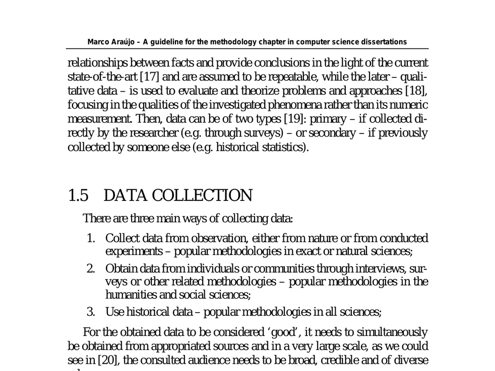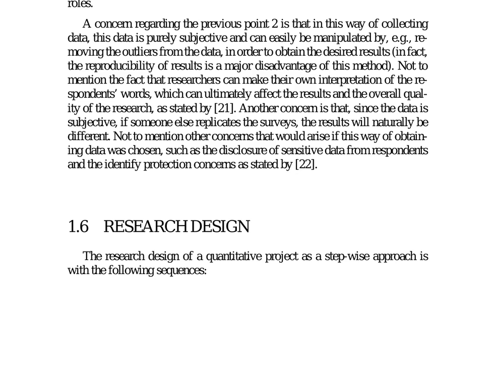Qualitative data, on the other hand, evaluates and theorizes problems and approaches, focusing on the qualities of the investigated phenomena rather than numerical measurements. Data can be categorized as primary, collected directly by the researcher, or secondary, collected by someone else. Three main approaches to data collection exist: observation, either from nature or conducted experiments, commonly used in exact or natural sciences; data obtained from individuals or communities through interviews, surveys, or related methodologies, commonly used in humanities and social sciences; and historical data, popular across all sciences.